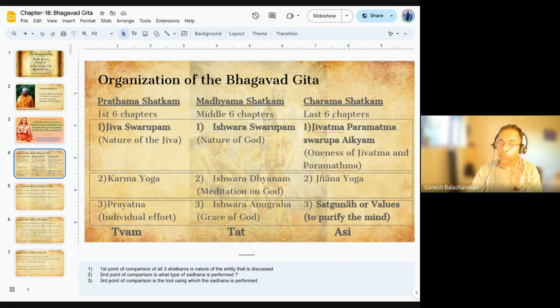And in the Charama Shatkam, the last 6 chapters, Charama means Jivatma, Paramatma, Swarupa Aikyam. It is the same consciousness that is there in the universe that's also shining within us. That is the oneness. It is called Tat Tvam Asi. So the entire Bhagavad Gita is an explanation of the Mahavakyam. Mahavakyam means a great equation.